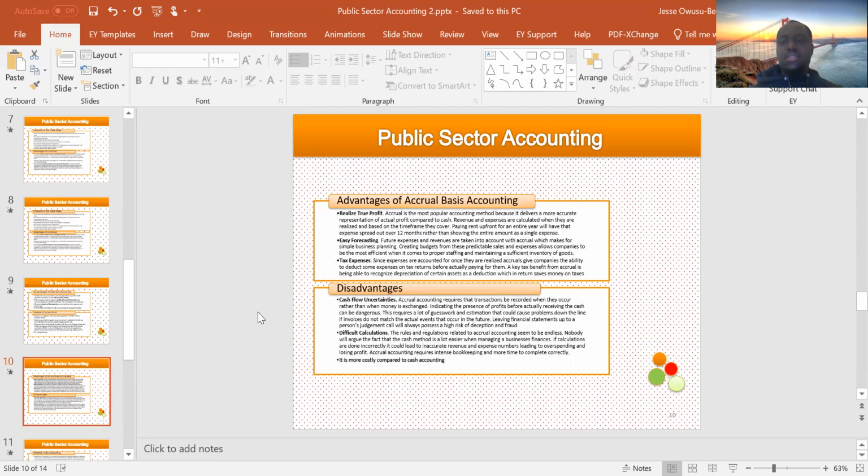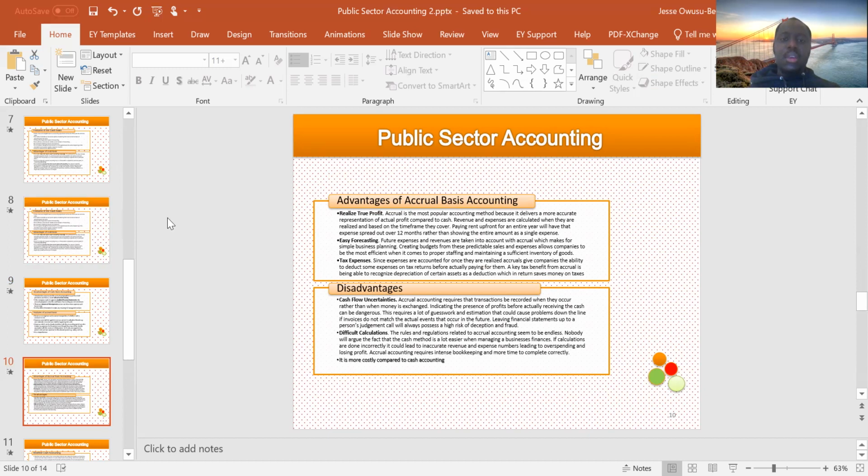So what are the advantages of an accrual basis of accounting? Let's try to understand what exactly the advantages are. One advantage is that it helps you to realize the true profits.